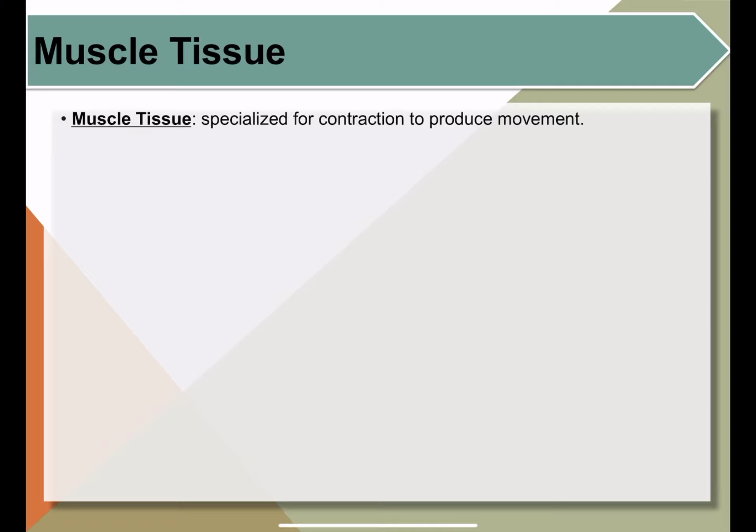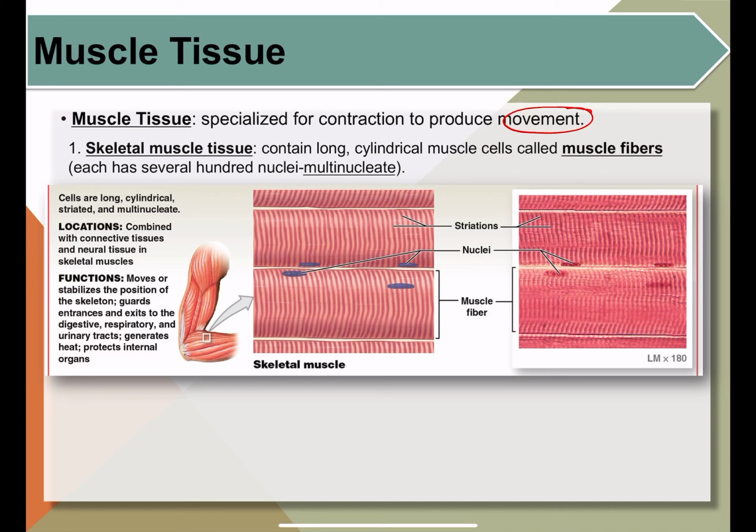Muscular tissues, of course, are specialized for contraction to produce movement, and there are three specific kinds of muscle tissue. First of them is called skeletal muscle tissue, which contains long cylindrical muscle cells called muscle fibers. Every one of these right here is long and can keep extending this way and that way, but one of those is what's referred to as a muscle fiber. We'll talk more about components of a muscle fiber when we get to chapter 10 about muscles.